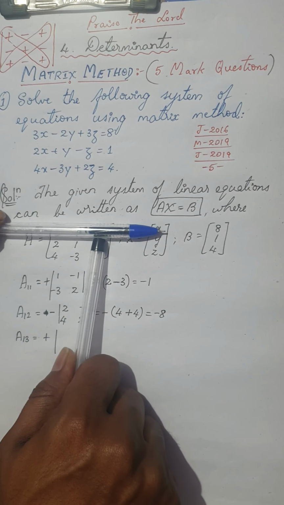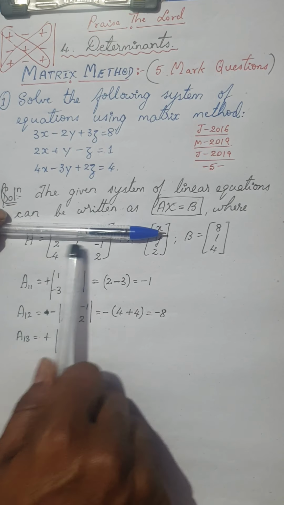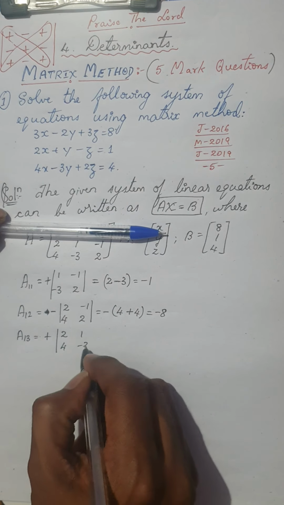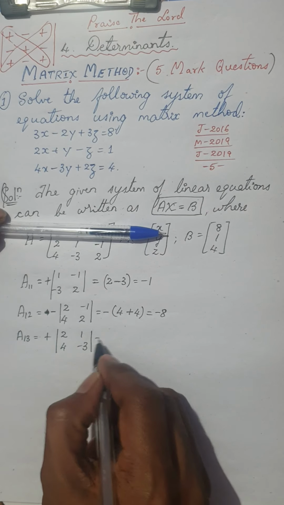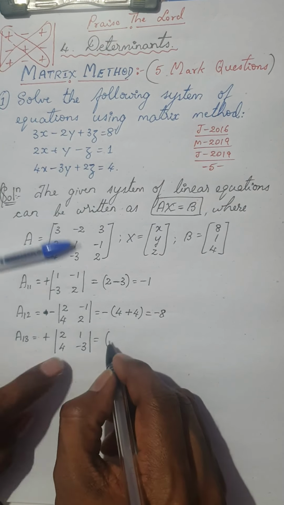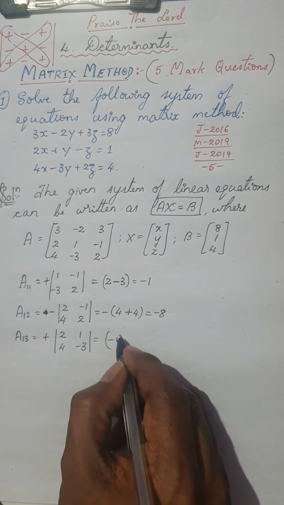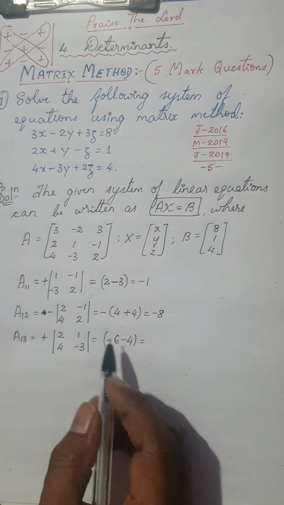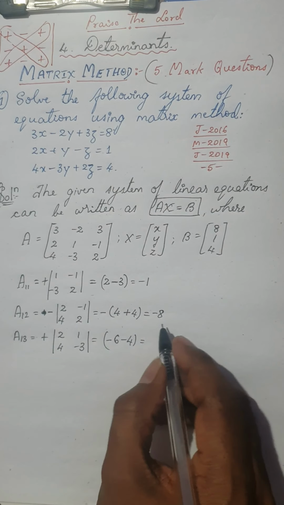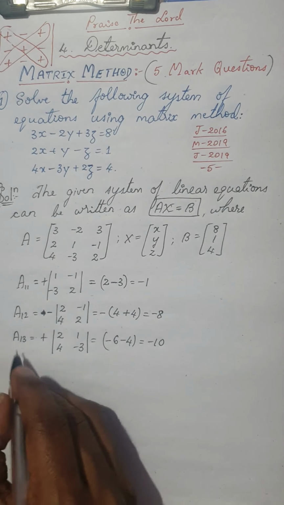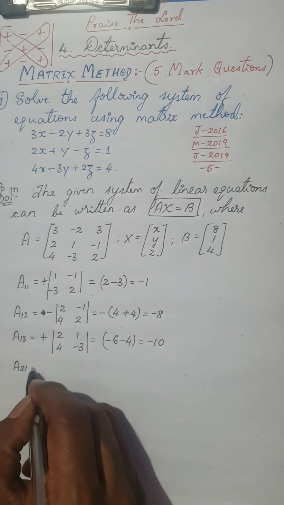Take away the row and column. So I'll be having 2, 1, 4, minus 3. So it is 2, 1, 4, minus 3. This is nothing but, outside is plus. You need not worry. 2 into minus 3 is minus 6, minus 4 into 1 is 4. So what is minus 6 minus 4? This is nothing but minus 10. Is it clear? Similarly, I'll take A21.